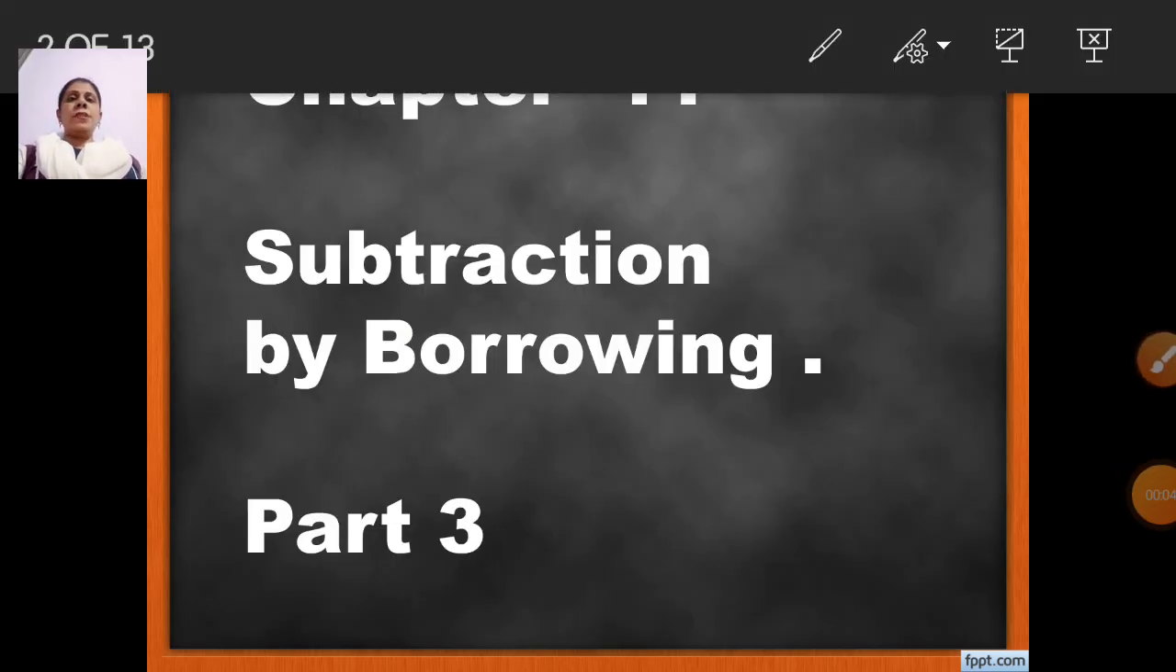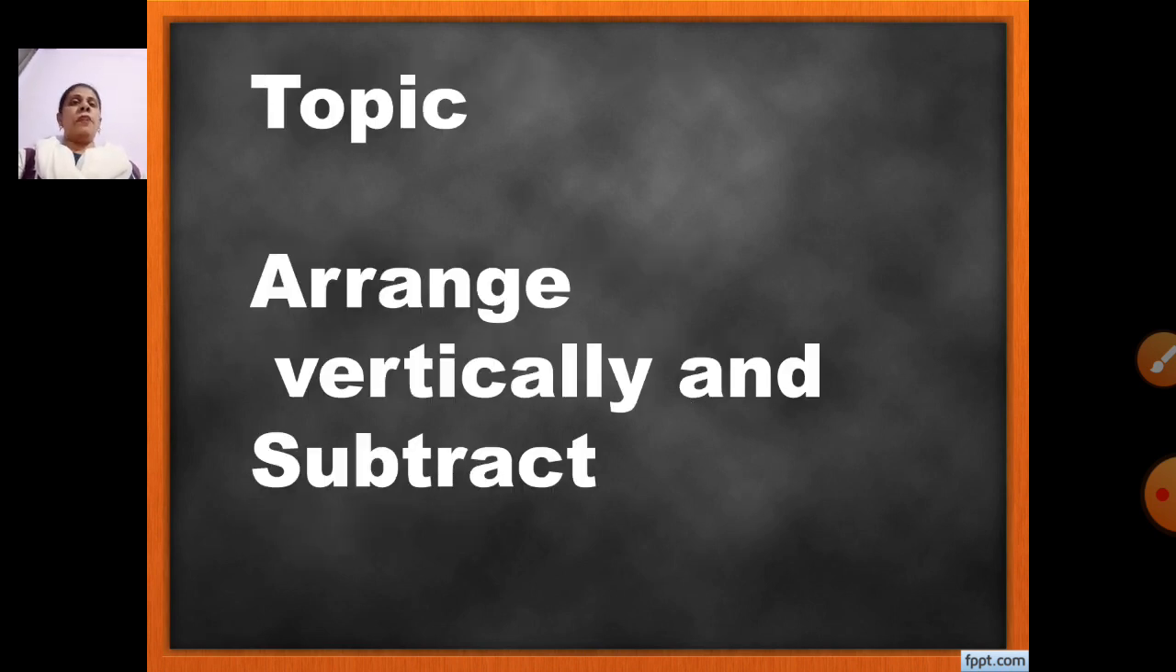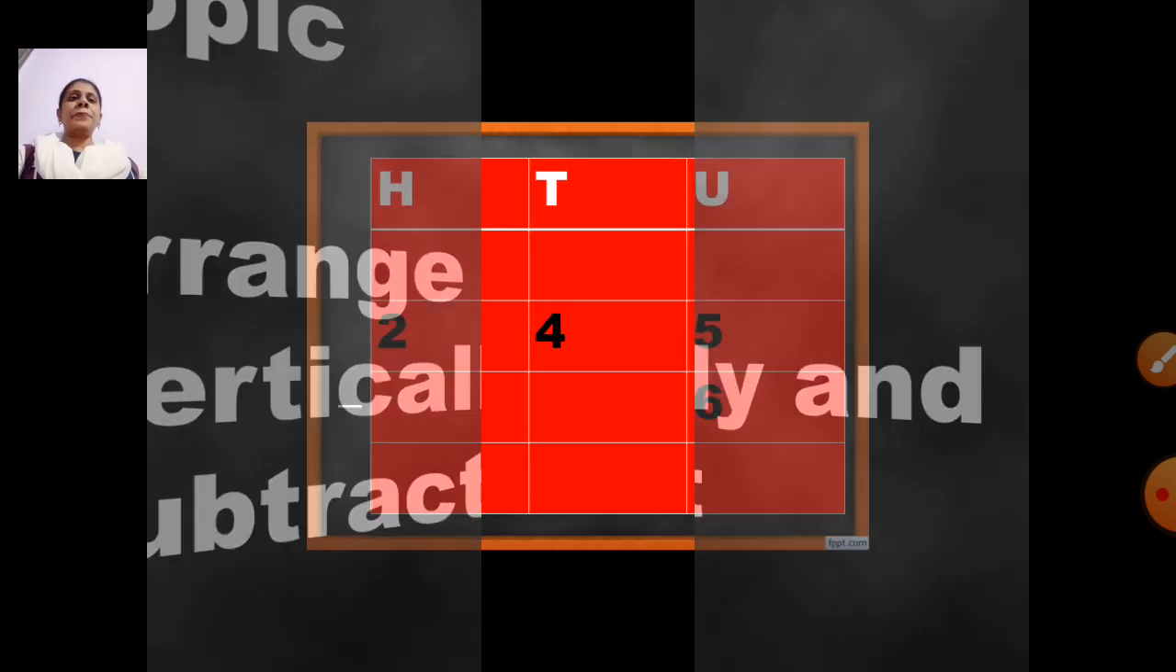Now children, as you know, we are continuing with chapter number 11, subtraction by borrowing. We finished part 1 in which we learned subtraction by borrowing of 2 numbers. In part 2, we learned subtraction by borrowing of 3 numbers. Today in part 3, we will be learning arrange vertically and subtract. Let us see how we will arrange vertically and subtract.